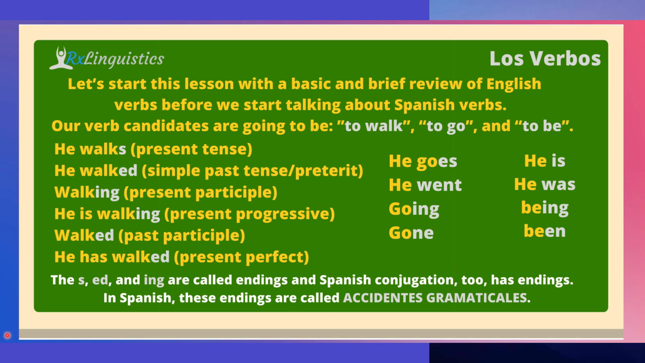There's another one, but it's not common. It's when there is a sense of completion, like the action is completed. It's also known as another accidente gramatical, known as aspecto. You have continuous here, for instance, you have present progressive. So that means the action of walking is going on. So that's an aspect of a verb. It's known as aspecto.